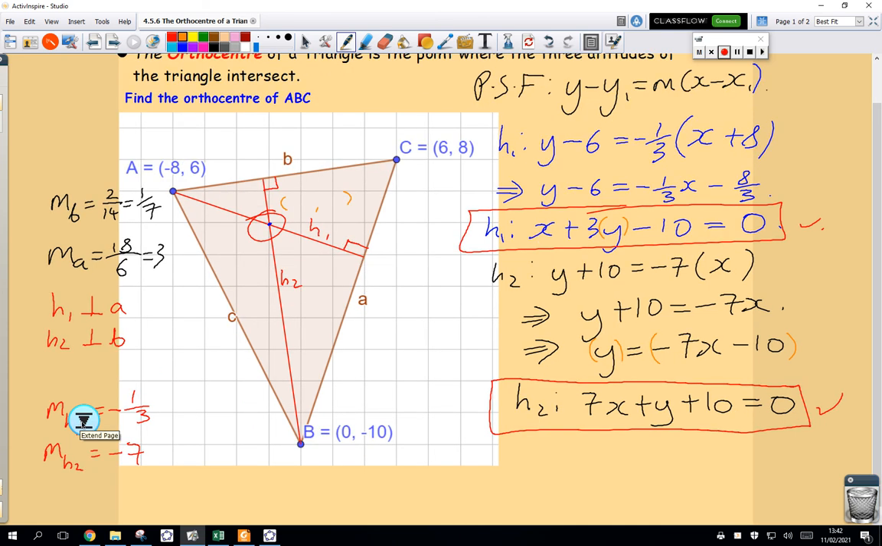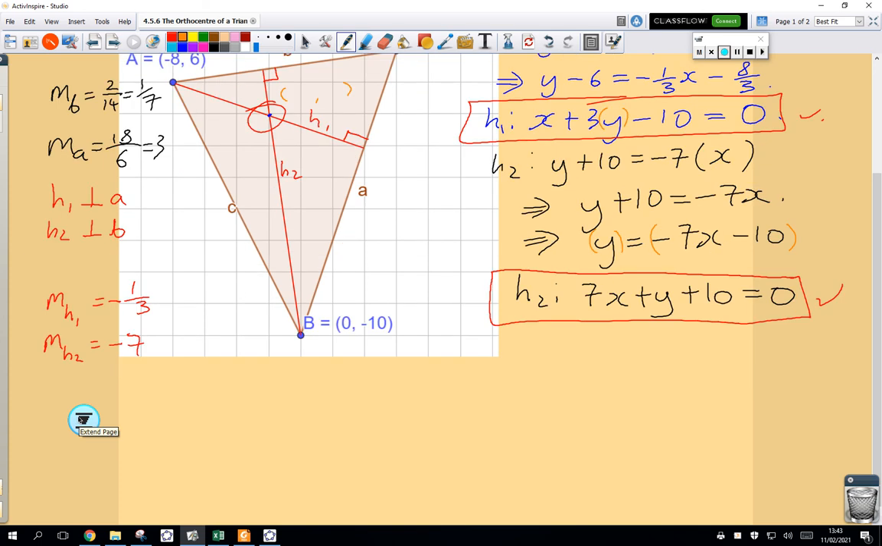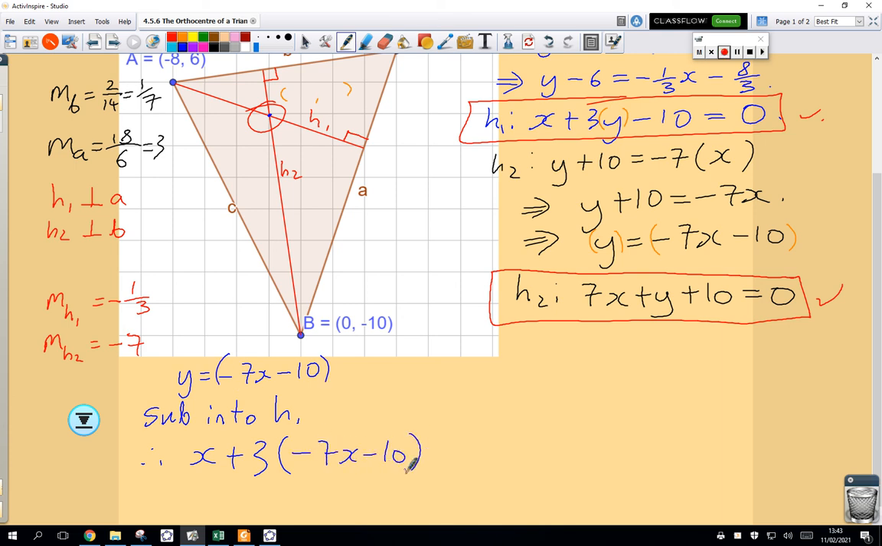Okay, so let's go through the finishing stages. So let's call these equations, well, they've already got a name, h2. So we're going to take this version of h2. So we have y is equal to negative 7x, subtract 10. And I'm going to sub that into this version of h1. So therefore I'm going to get x plus 3 times the y-coordinate. Well, we're saying the y-coordinate has to be negative 7x minus 10. And then we have this subtract 10 equals 0. And it's a question now of just solving for this equation.